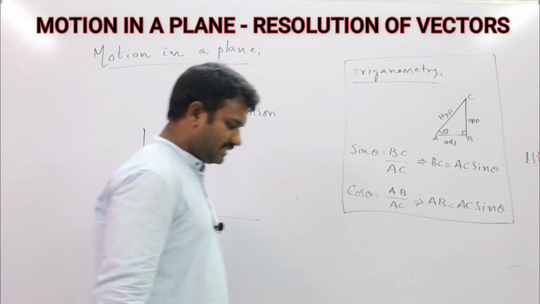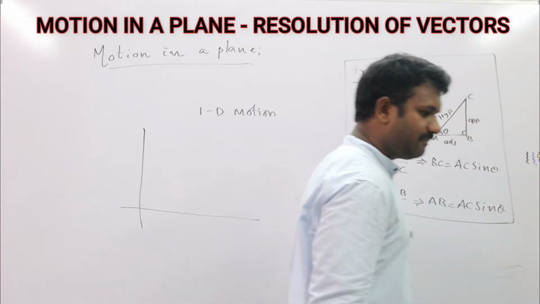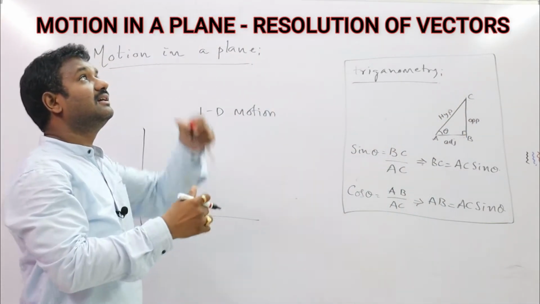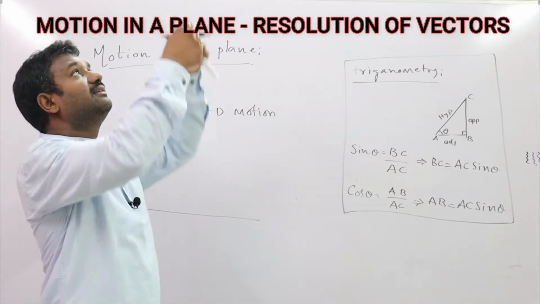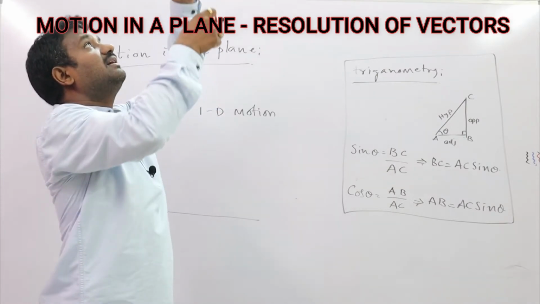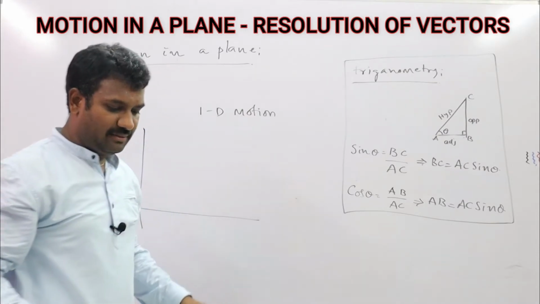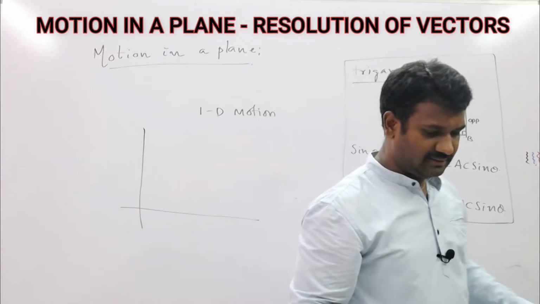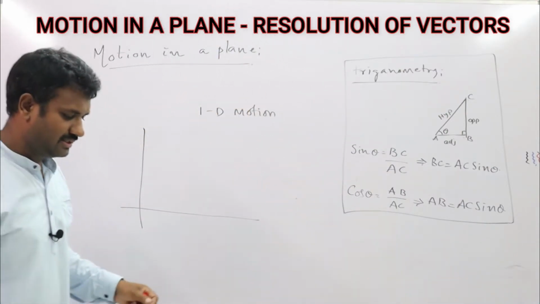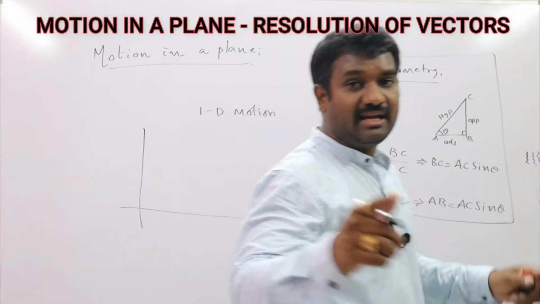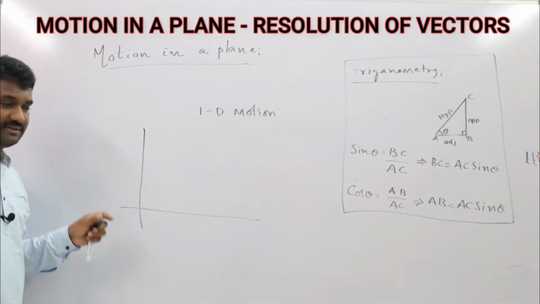See, if I am moving like this, I am moving along the x-axis. If I climb with the help of some rope, I am moving along the y-axis. But if I am moving like this, zigzag, I am moving along the XY plane. Have you understood the difference?